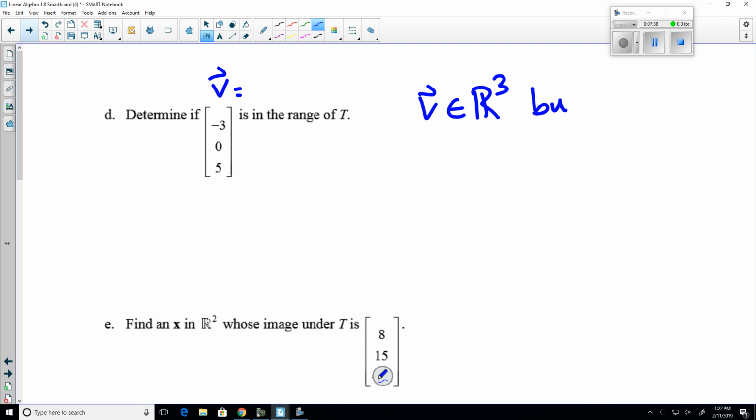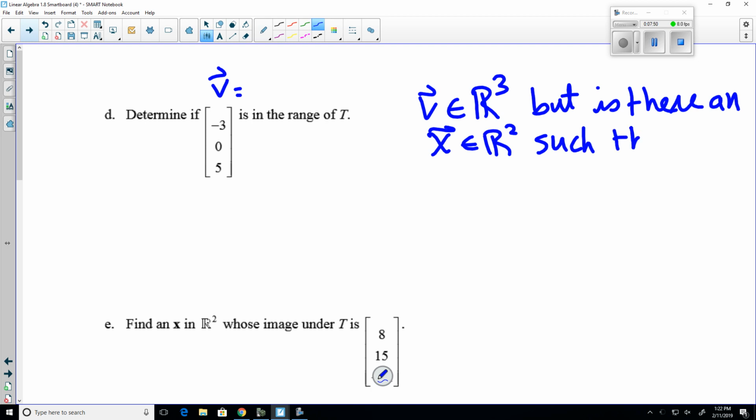But is there an x in R2 such that Ax equals v? Right? That's the question. Is there some vector that we can multiply A by and get v? If that x exists, then yes, that v is in the range.